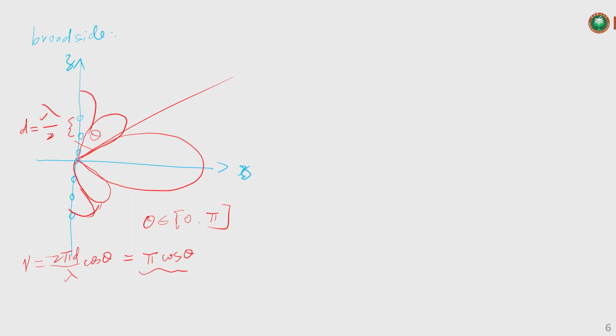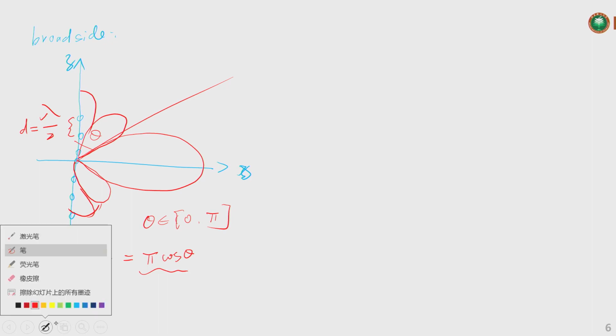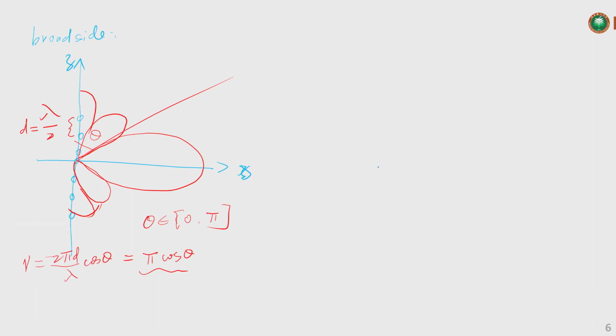So now if we want to increase the separation of each element, then x and theta again. So their separation is increased.